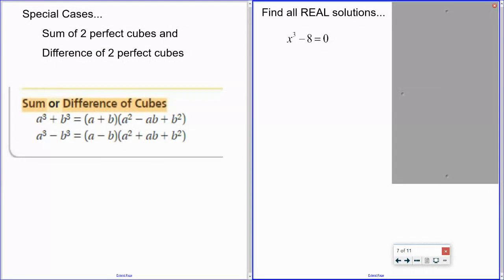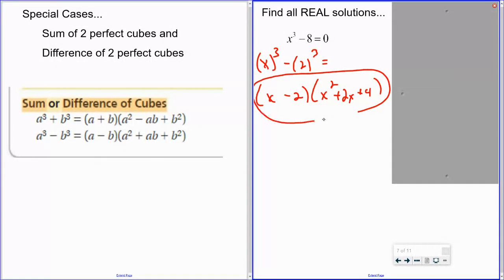Now this one, x to the third minus 8. So I have x to the third minus 2 to the third. Yep, these fit the criteria. It's in the right format. So this will be x minus 2, so it's a minus b, and then x squared, a times b with the opposite sign, and b squared. And many times when I factor these, what I get left can't be factored either. So that usually means that this is where this particular problem ends.